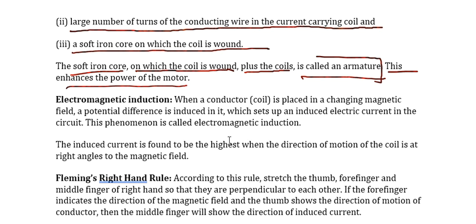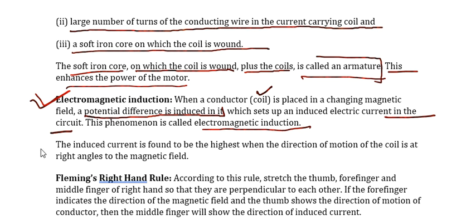Magnetic induction is also very important. When a conductor, meaning a coil, is placed in a changing magnetic field, a potential difference is induced in it, which sets up an induced electric current in the circuit. This phenomenon is called electromagnetic induction. It is also a very important term, electromagnetic induction.